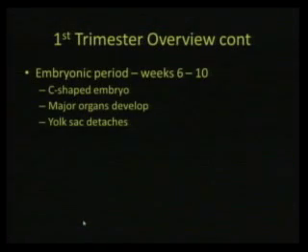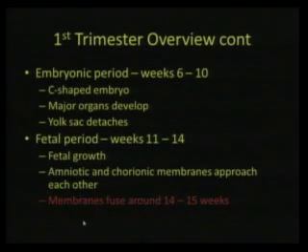The embryonic period is week 6 to 10. Basically, you get a C-shaped embryo. This is when the major organs develop, and then the yolk sac detaches. And then the fetal period is weeks 11 to 14. This is where you have significant fetal growth. The amniotic and chorionic membranes approach each other, and then the membranes fuse at about 14 to 15 weeks.